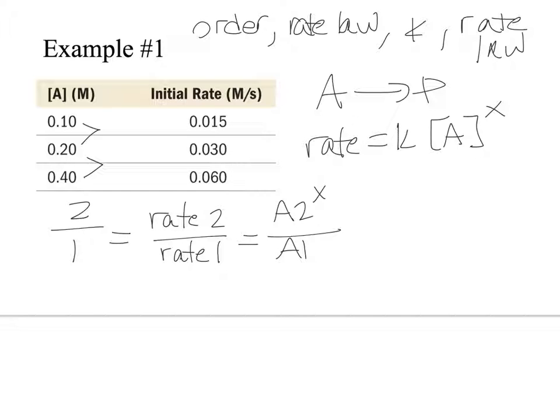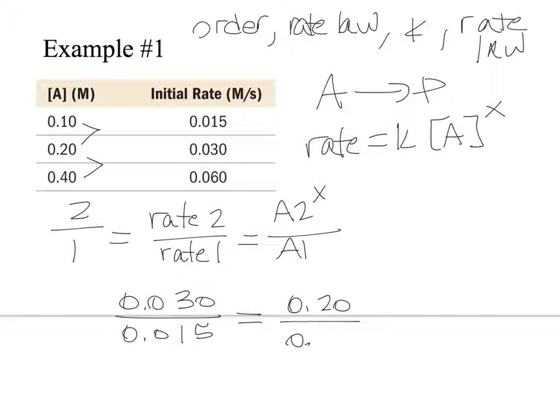All right, so I'm going to plug numbers in here. Rate 2 is 0.030. Rate 1 is 0.015. Concentration of A in 2 is 0.2, and in 1 is 0.1, right, to some order. So I solved the numbers. 0.03 divided by 0.015 is 2, and 0.2 divided by 0.1 is also 2.